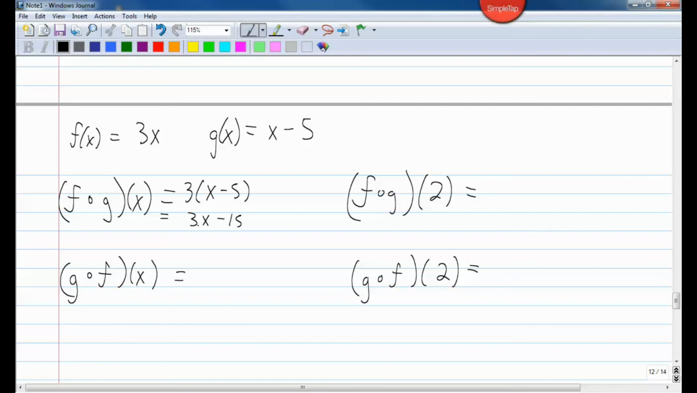Now, to find f of g of 2, take a 2 and plug it in for your x. So that's 3 times 2 minus 15, or 6 minus 15, which is negative 9.